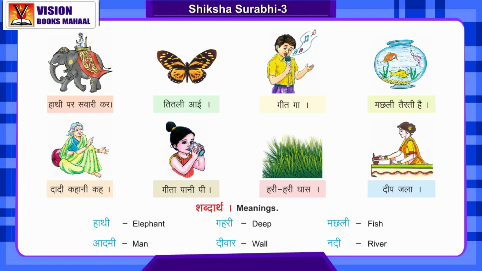Okay. After riding on the elephant, what are we seeing here? Butterfly. Beautiful butterfly. So, butterflies used to come to your house, no? Now and then you can see them in the garden, near the flower plants, isn't it? Then what do you say? Titili aayi. Titili means butterfly. Aayi means came. Past tense. It came. Okay? Repeat it. Titili aayi.